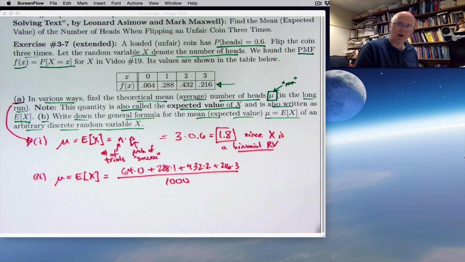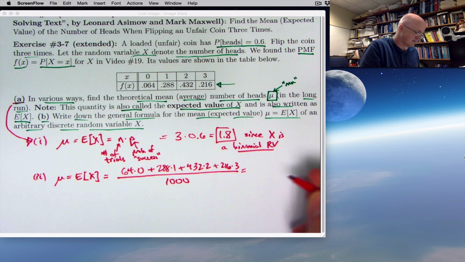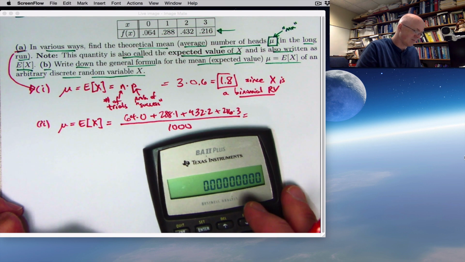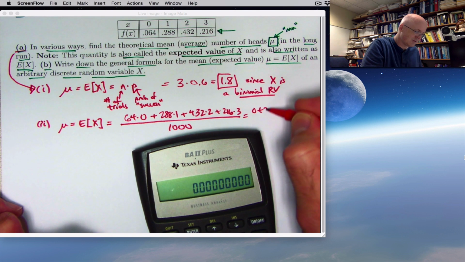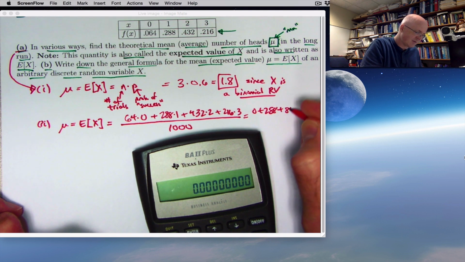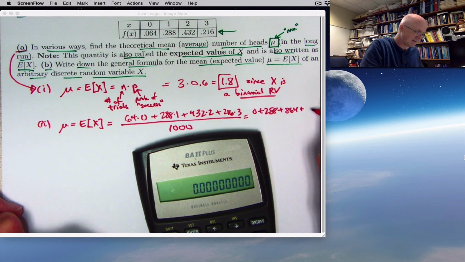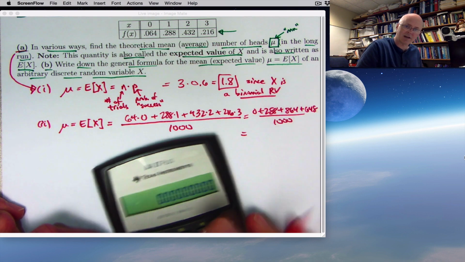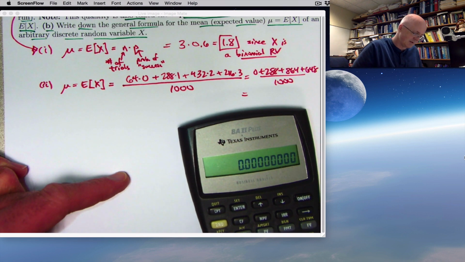That should be the mean as well. Is it? Do we get the same answer? We do. You get 0 plus 288 plus 432 times 2 is 864. 216 times 3 is 648, over 1,000. This does end up being 1,800 over 1,000. I'll go ahead and check it.